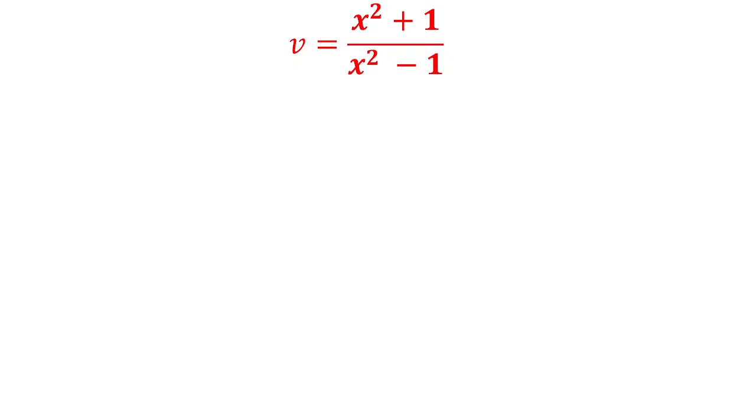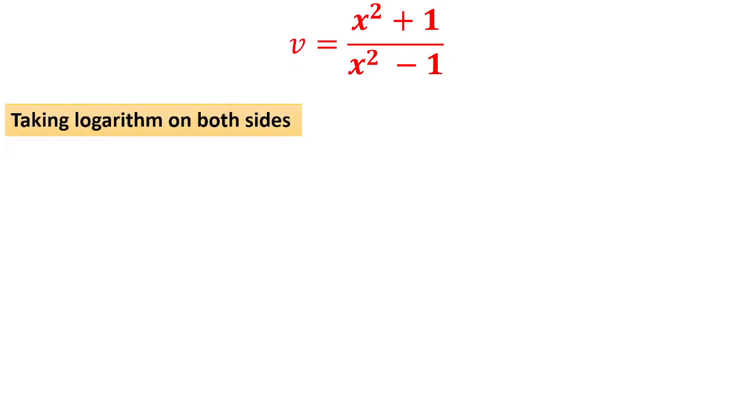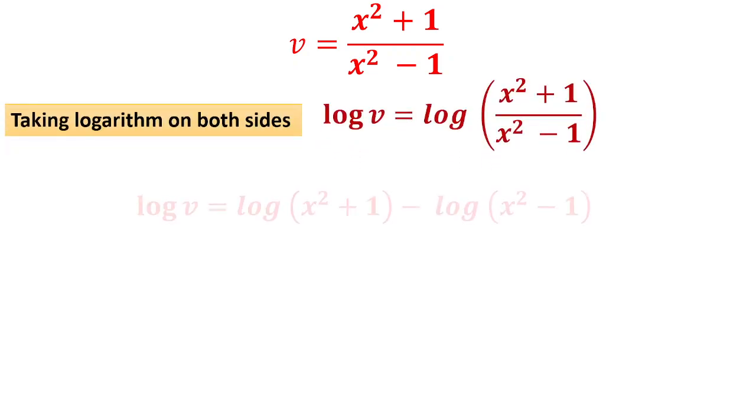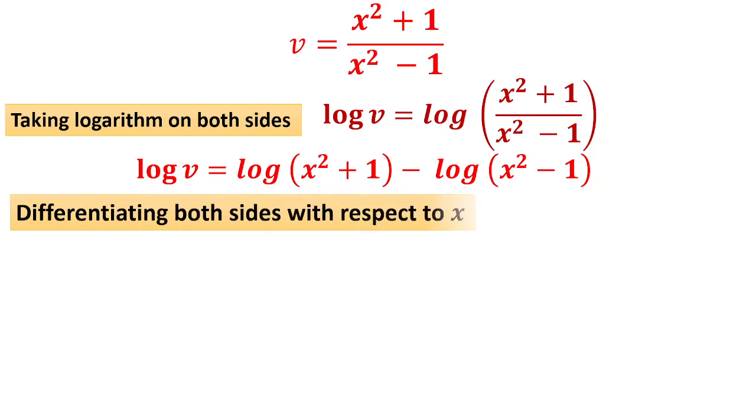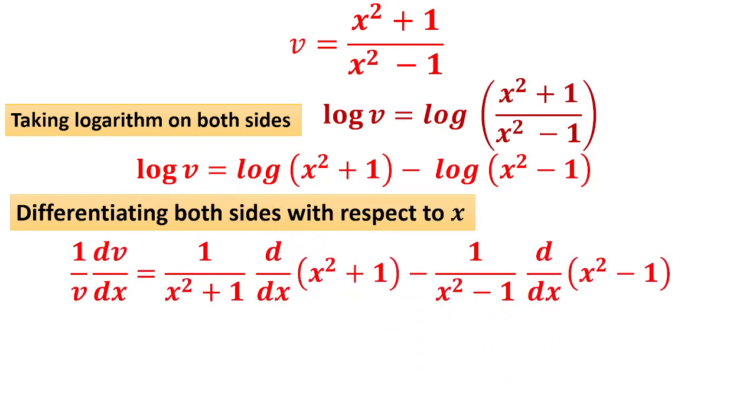V is equal to x square plus 1 by x square minus 1. This can be done by direct differentiation also, making use of the division rule. But when you take log, it is very easy. Log V is equal to log of x square plus 1 by x square minus 1, which is log of the numerator minus log of the denominator. Differentiate both sides now. Log V differentiation is 1 by V dV by dx.